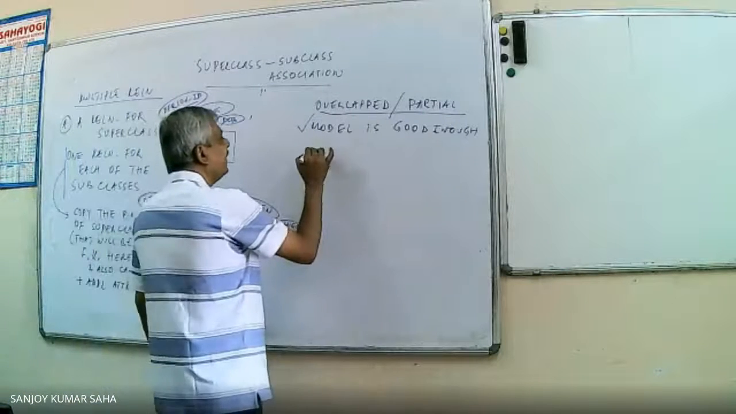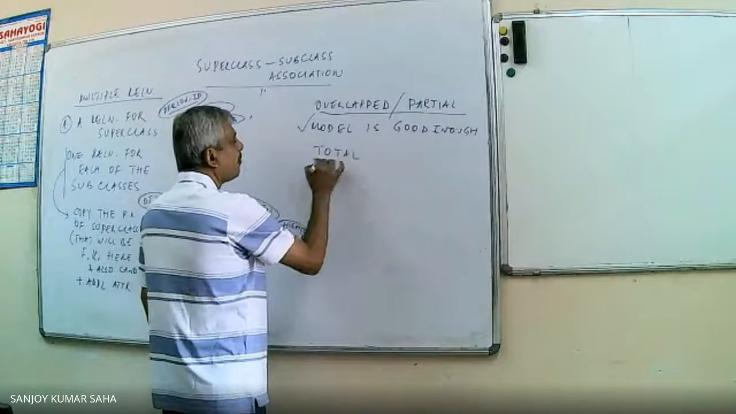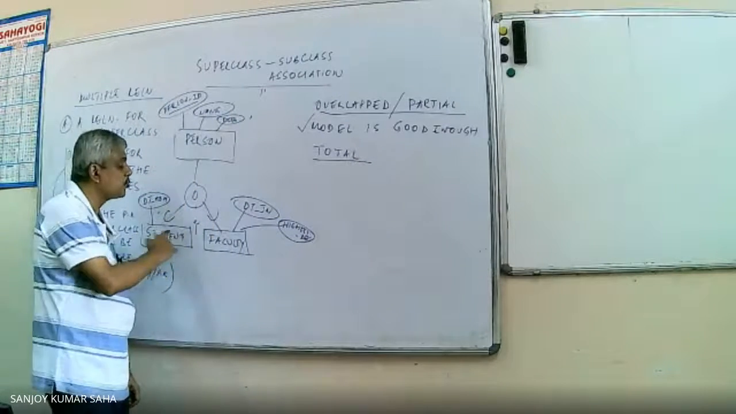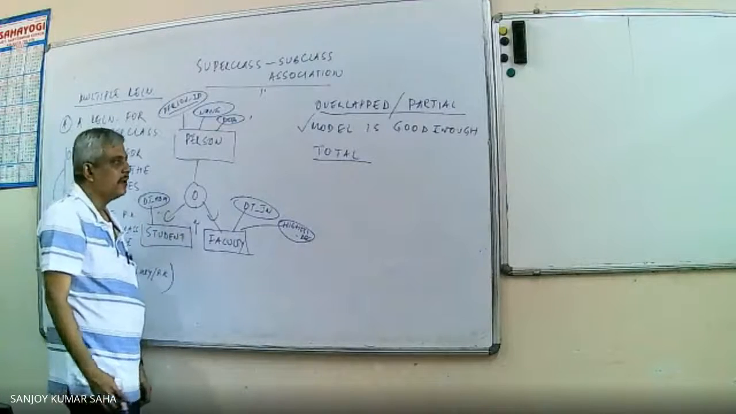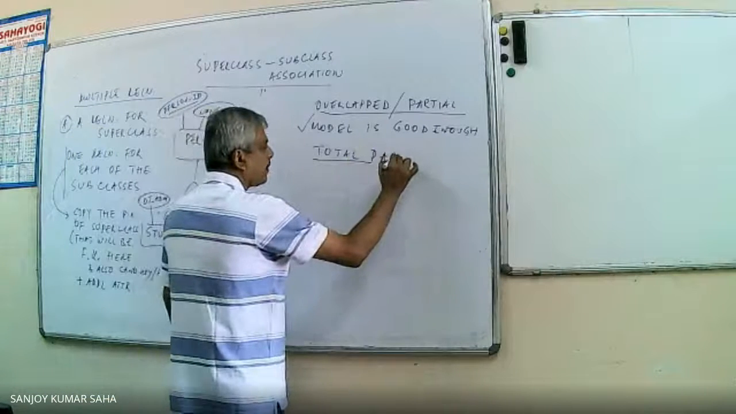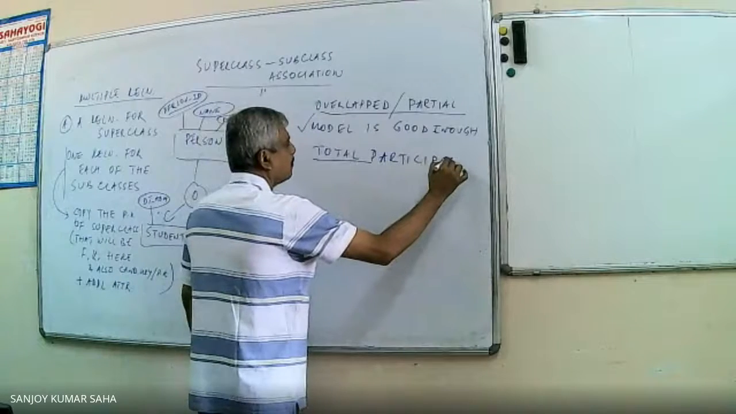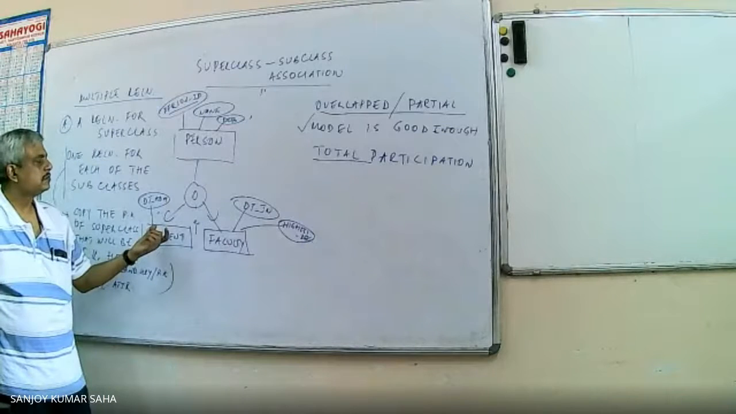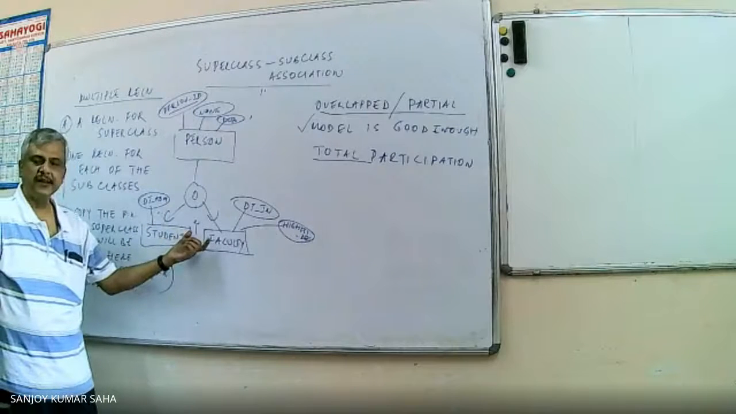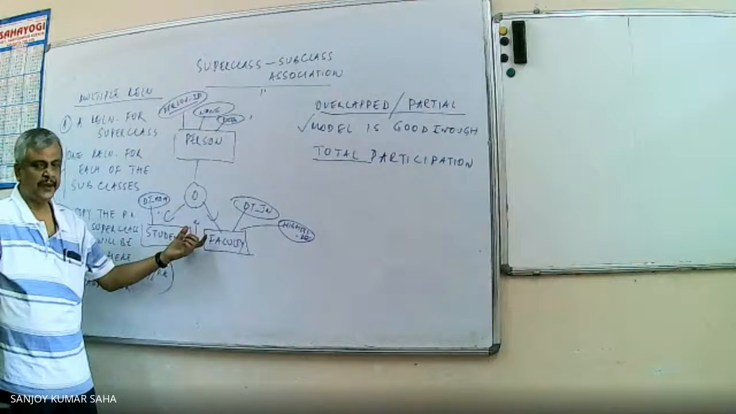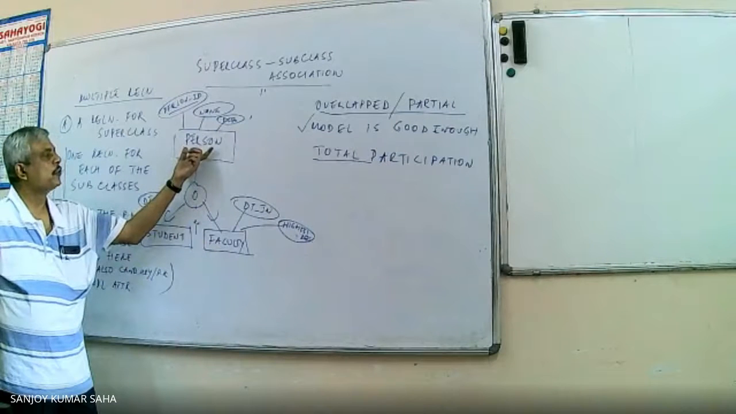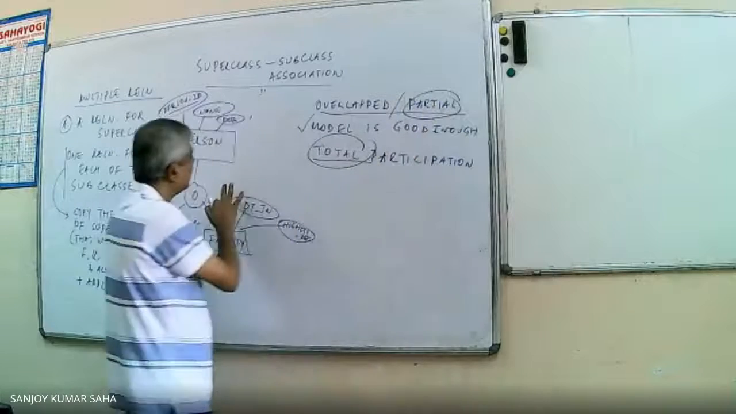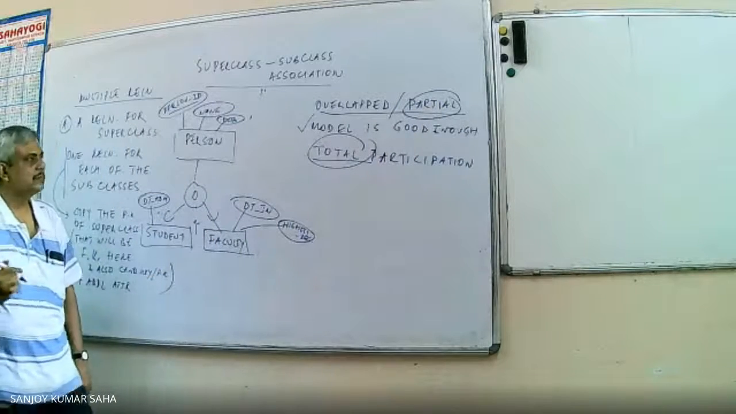Now suppose, if it is total, every person must belong to at least one of the subclasses. If it is the total participation, then also no problem, because we are not repeating the things. The common part will be stored only once. So be it total, be it partial, this will be working fine.